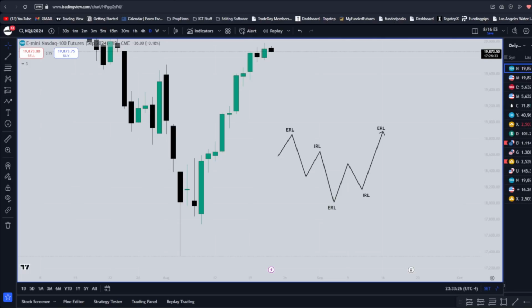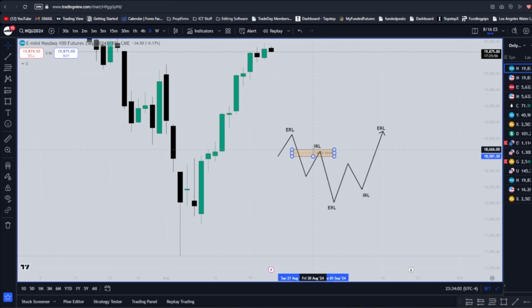Today we're talking about delivery and how it applies to our silver bullet model. I'll first be showing you external range liquidity to internal range liquidity and how that functions. So looking over here, we have external liquidity on the outsides, and then we have internal range liquidity on the insides. So if we're delivering from external range liquidity, we're gonna make a low, but we're gonna return to internal range liquidity.